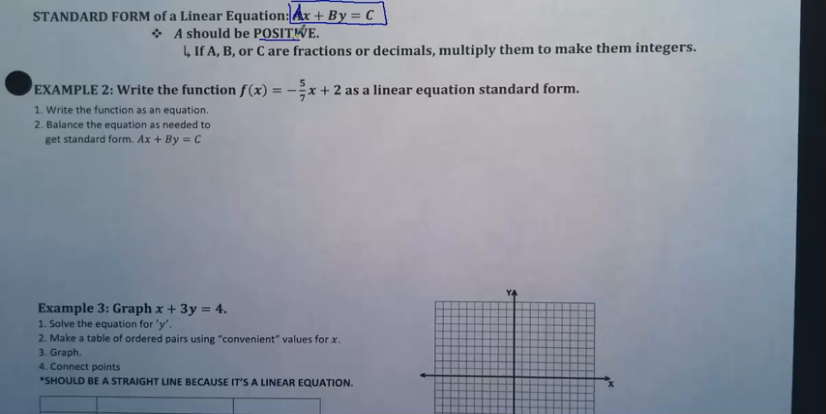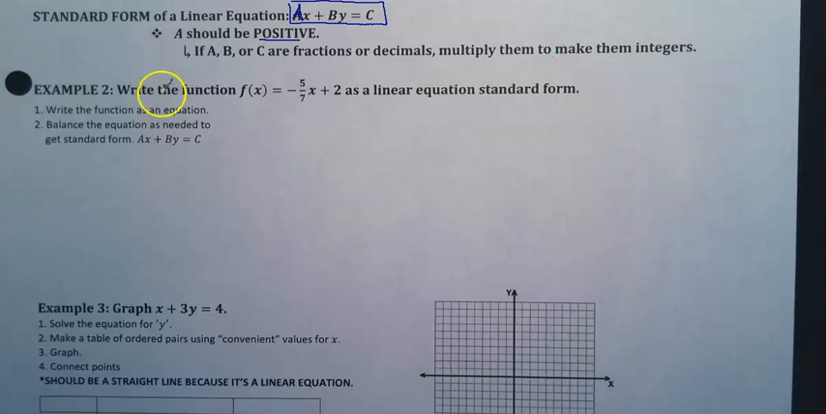And the other rule is, if A, B, or C, so any of those numbers in front of your variable or the constant, are fractions or decimals, we actually would multiply them to make them integers. That's best practice. All right, so let's look at example 2.